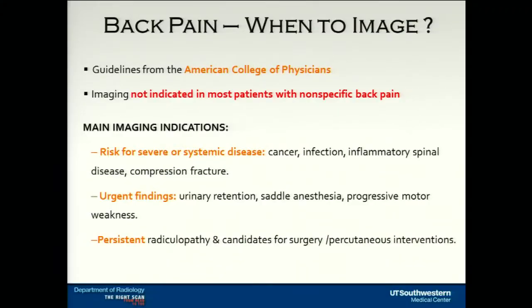There are only 3 main groups of patients that actually need to be imaged in the setting of back pain. Patients at risk for severe or systemic disease, like cancer, infection, or others. Patients with urgent findings in which there is suspicion for a spinal deformity or compression of the neural structures, and those are some of the symptomatology that these patients may present. And patients with persistent radiculopathy who are candidates for surgery or some percutaneous intervention.